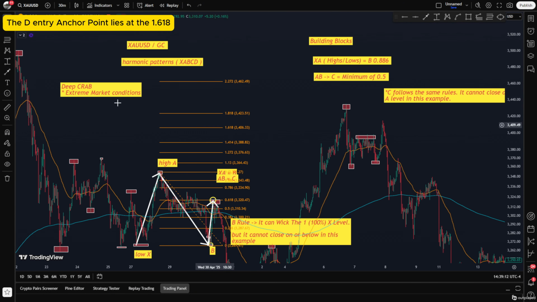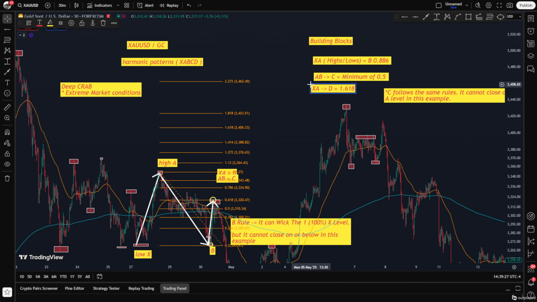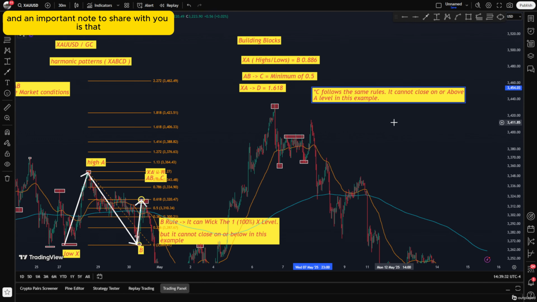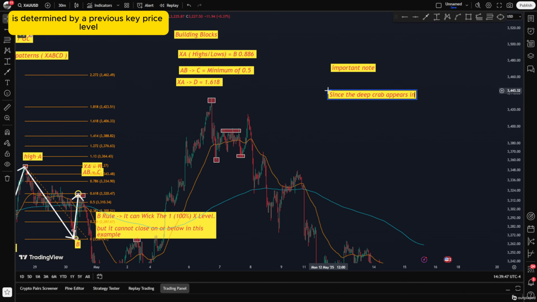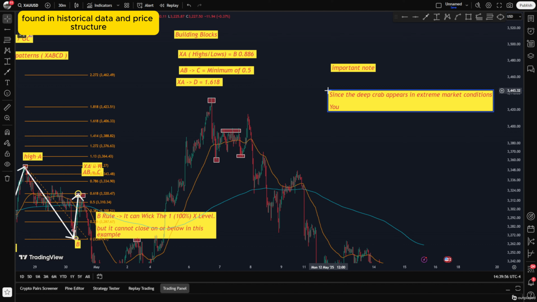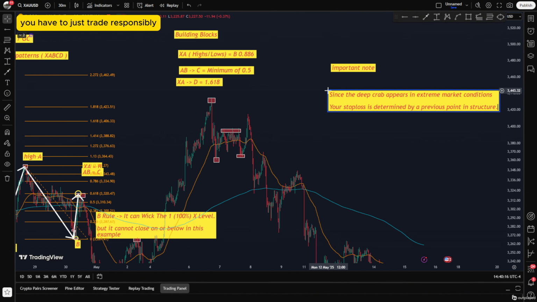The D entry anchor point lies at the 1.618 for either a buy or a sell. And an important note to share with you is that since the deep crab appears in extreme market conditions, your stop loss is determined by a previous key price level found in historical data and price structure. There is no exact SL zone for the deep crab. You have to just trade responsibly or do not trade it at all.